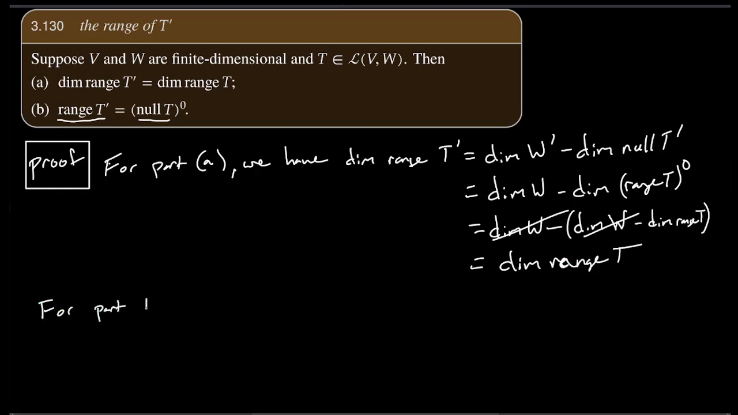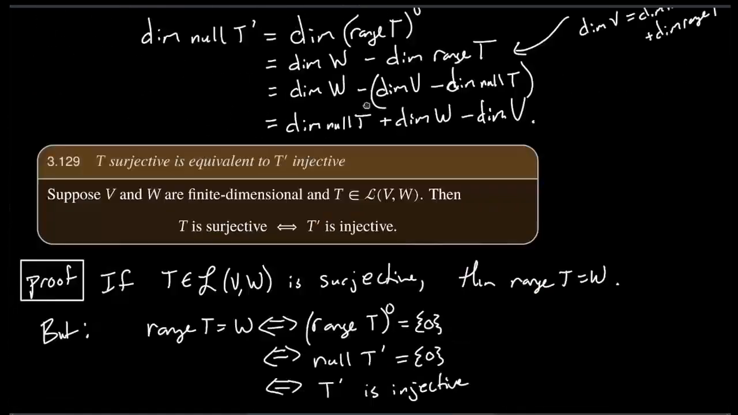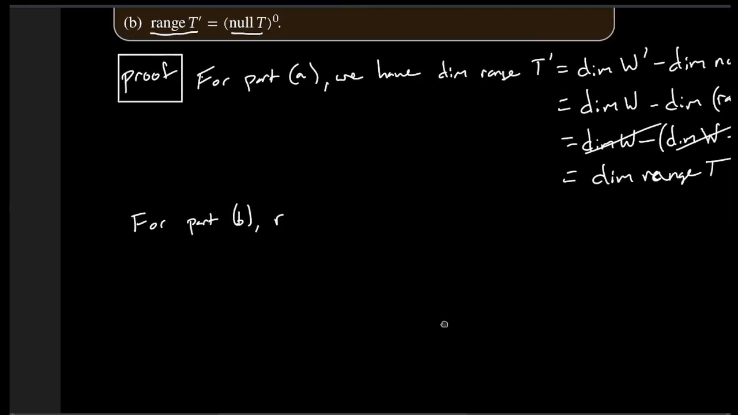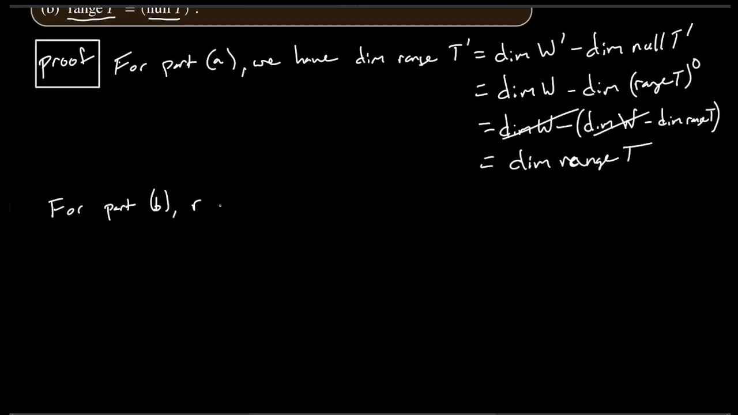For part B, notice now, we want to show that the range of T prime is the null space of T's annihilator. Now, to do this, we're going to have to think for a second. So, let's start out by doing something other than this kind of chain of equalities thing that we've been doing a lot of lately. Okay, so we're going to go back up, and we're going to try to do this in a little bit more engaged with the process manner.